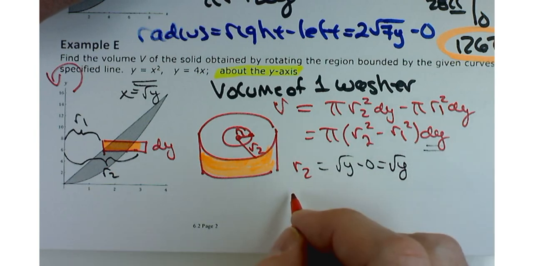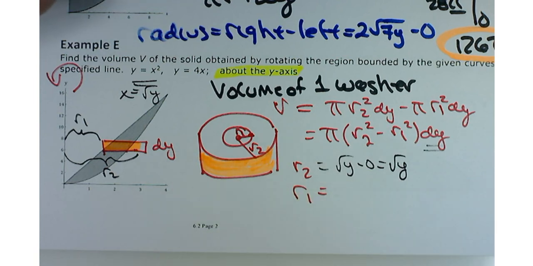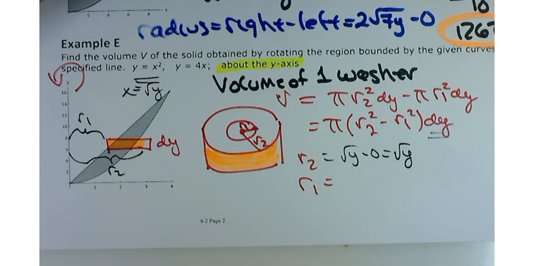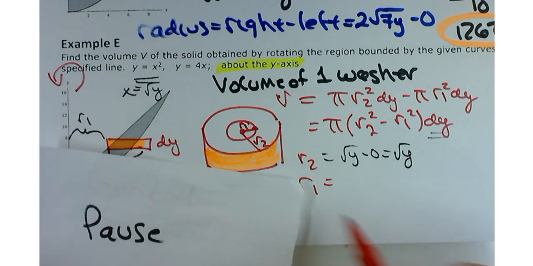Why don't you take a turn and solve for R1? What's R1 going to be? If you're watching this later, you can pause the video, try and figure it out yourself. But see if you can figure out the expression I'm going to put in here for R1.